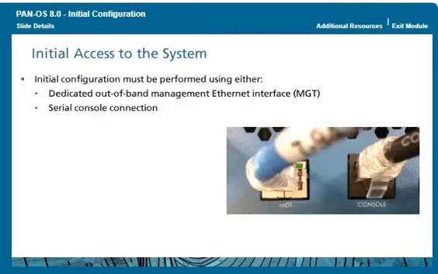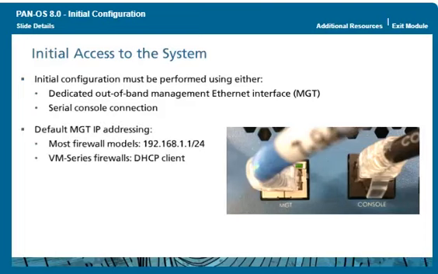You can configure the firewall to allow management traffic over the normal in-band traffic interfaces. For most models of firewalls, the MGT port has a factory default IP address of 192.168.1.1. For VM series firewalls starting with PAN-OS version 8.0, the MGT port is configured as a DHCP client. You can also configure the MGT port of any firewall model to use DHCP.